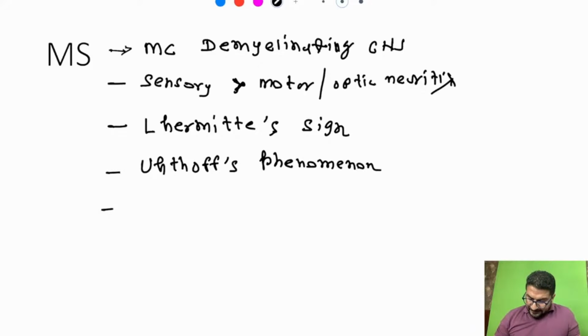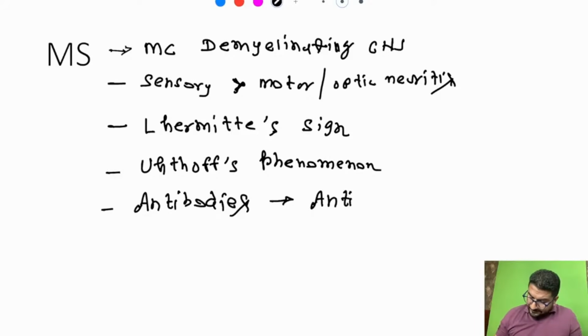Then understand here what you have to remember: there will be antibodies, it's an autoimmune condition. These antibodies mainly target myelin basic protein. So what do we call these antibodies? They are against oligodendrocyte glycoprotein, anti-oligodendrocyte glycoprotein antibodies.